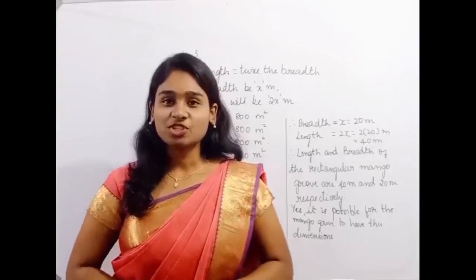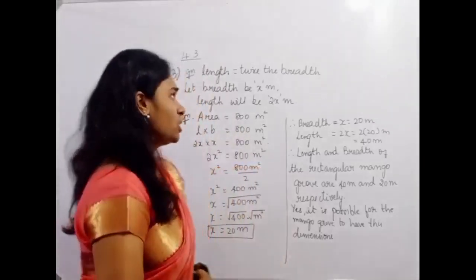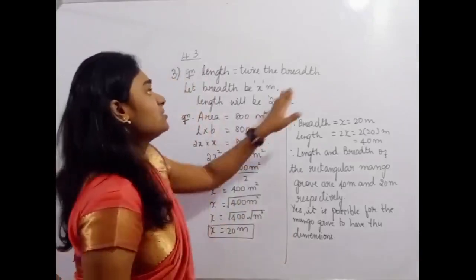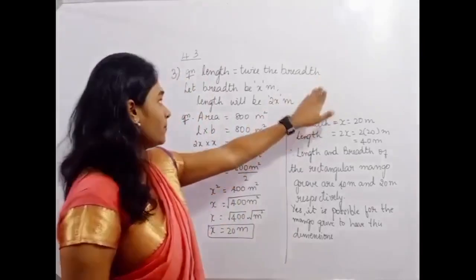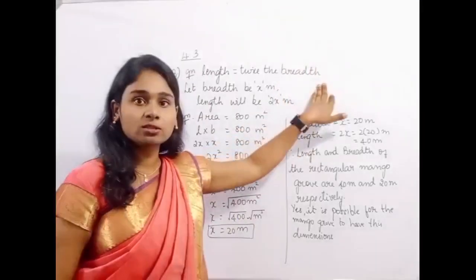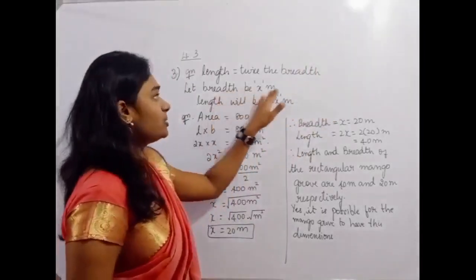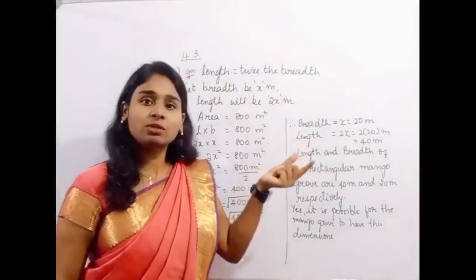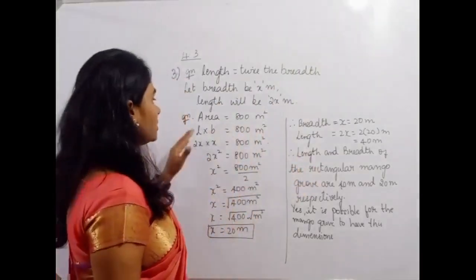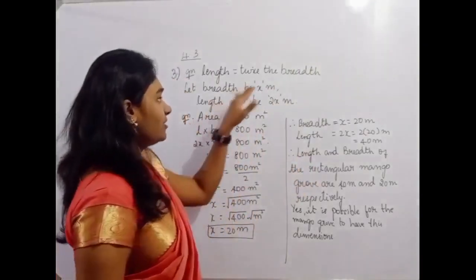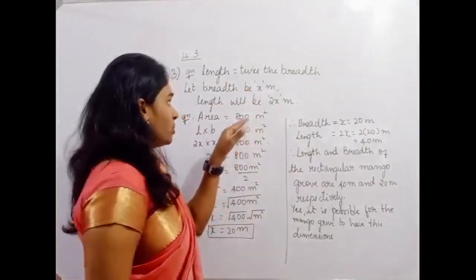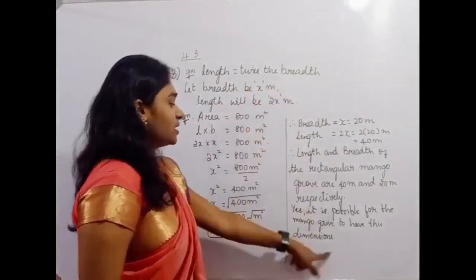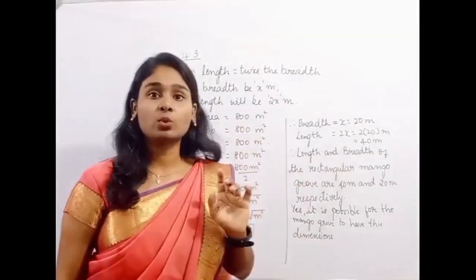Let us solve the third question under exercise 4.3. Now it says the length is twice the breadth. Okay, then I do not know the breadth, so I consider the breadth to be x meter. Then obviously the length will be twice the breadth, which means 2x meter. And in the question it is already given that when I multiply the length and breadth, the area of the rectangle is 800 meter square.